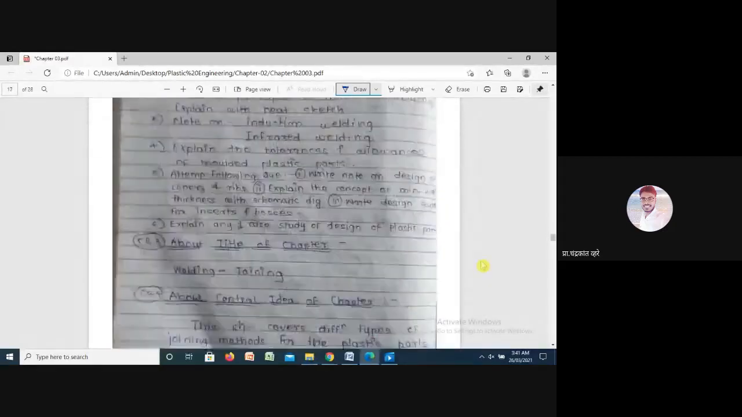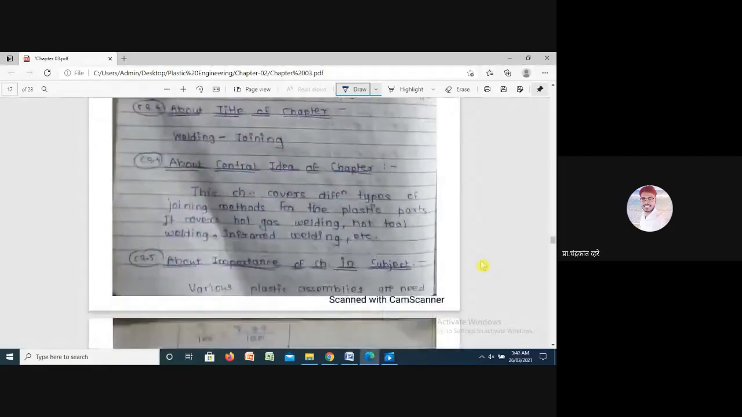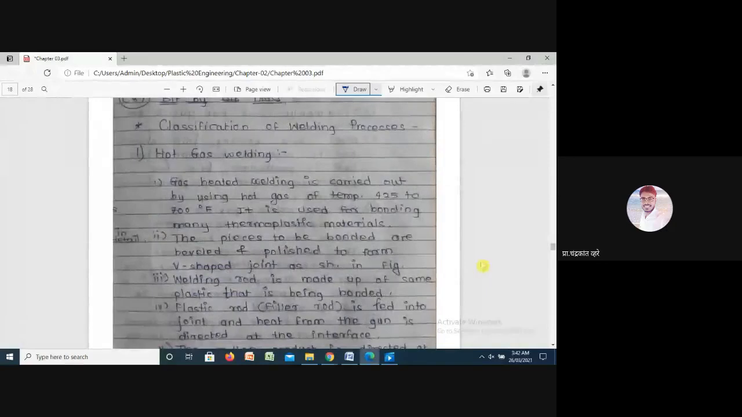Okay, so go for next. Advantages, disadvantages not required. So go for next, welding processes. Welding process is also part of the second chapter. So give the heading welding processes.